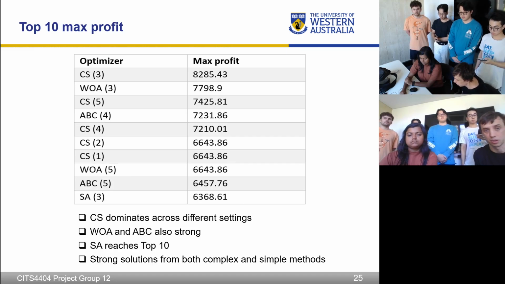The table of top 10 max profit shows that the CS optimizer dominates across different settings. Also, WOA and ABC show strong results. Interestingly, GA reached the top 10 as well. So it shows us that even simple algorithms sometimes can find strong solutions.